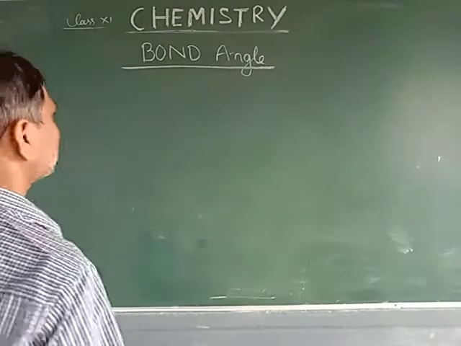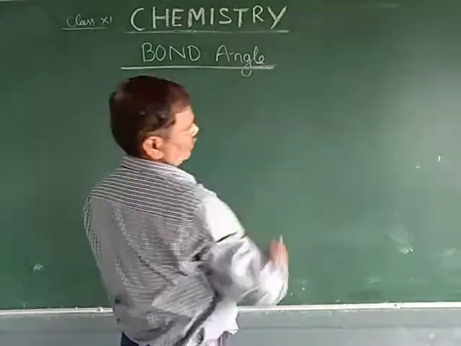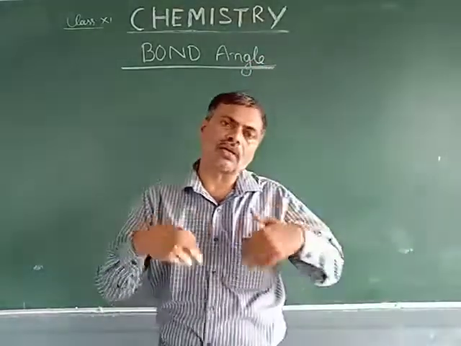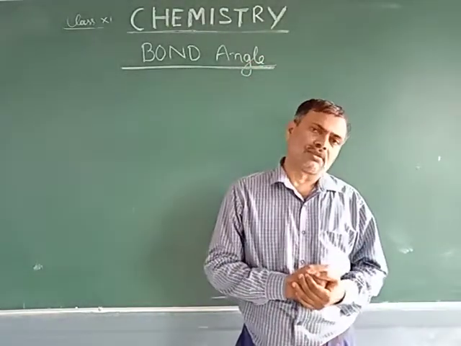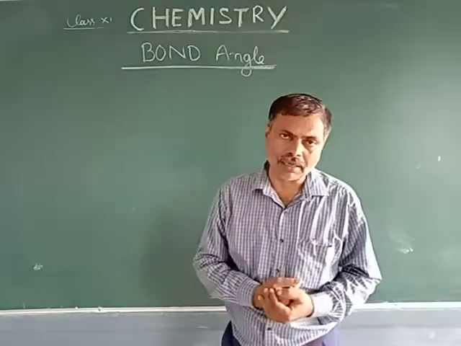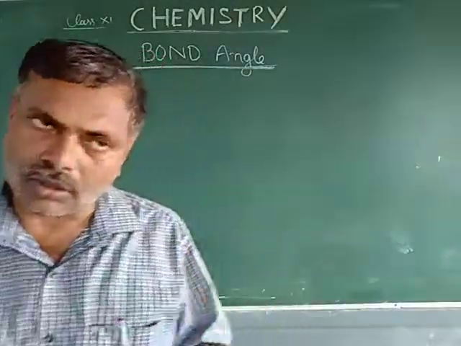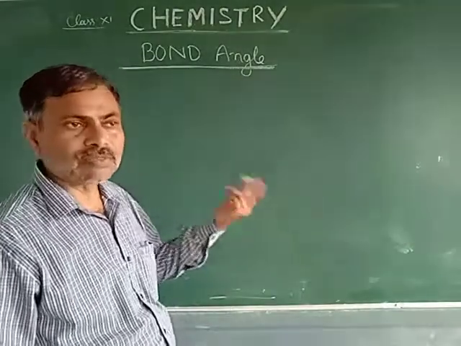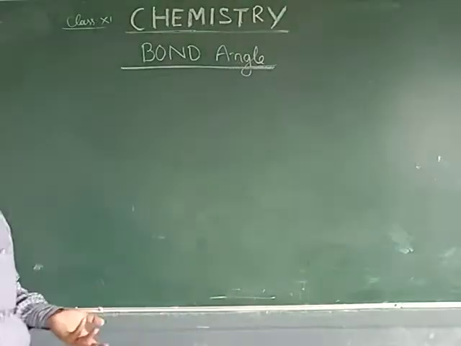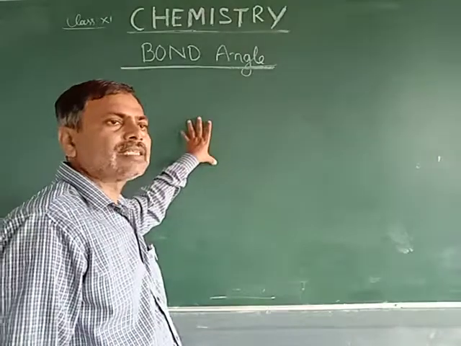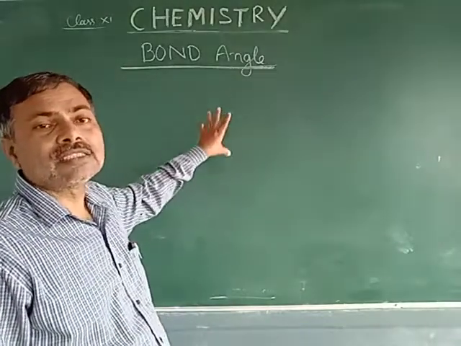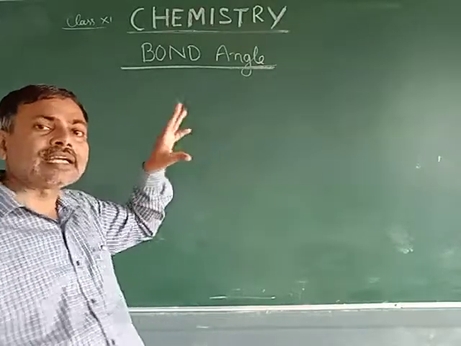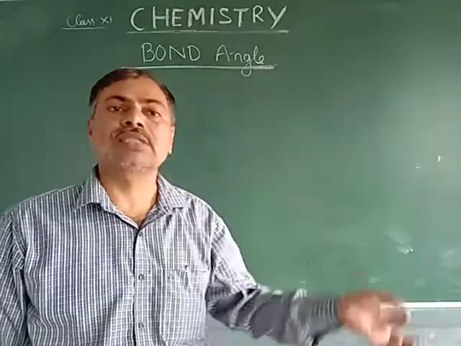Now the second parameter is bond angle. As you know, a covalent bond is formed by the overlapping of atomic orbitals. The more the overlapping, the more tightly the bond is held. And bond angle can be defined as the angle between the atomic orbitals containing the bonding electrons around the central atom.